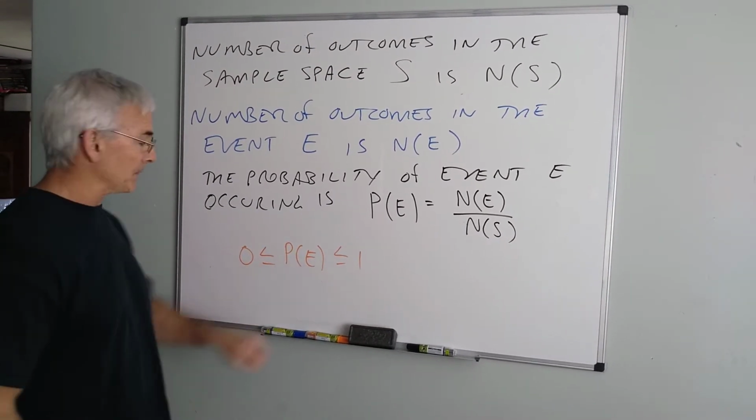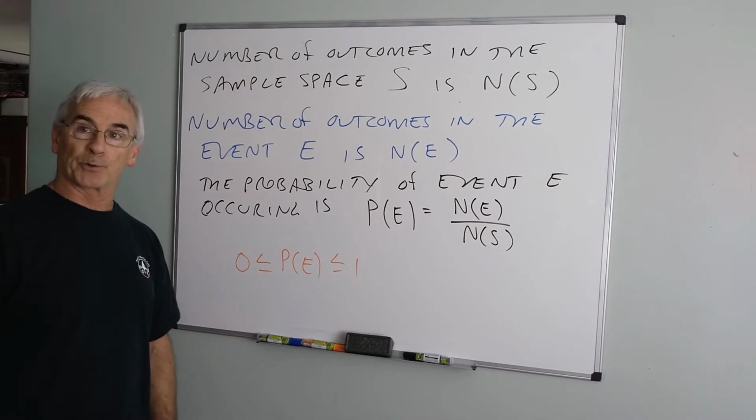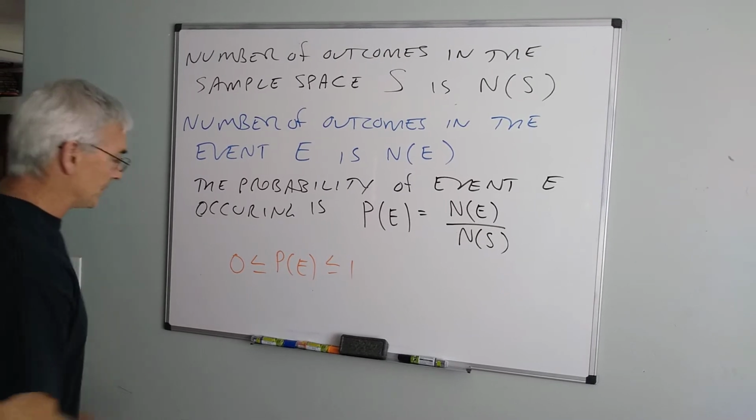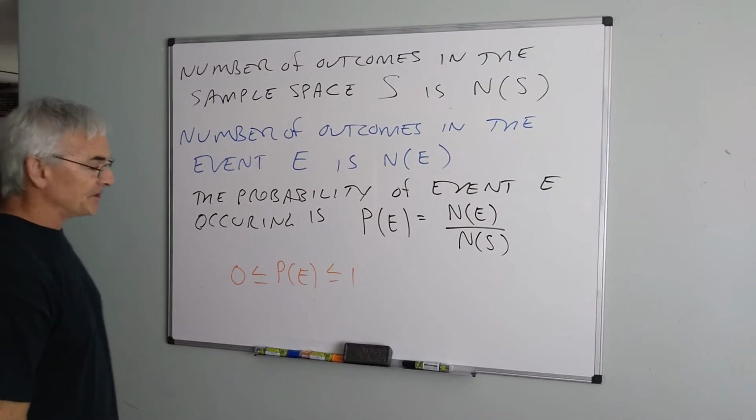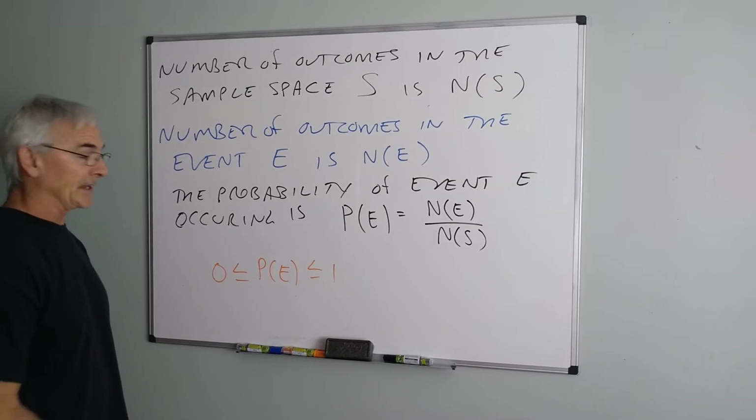1 would be the upper limit of a probability. Yet, if I have an event that is absolutely impossible to occur, that has no outcomes, we would get a probability of 0. So this means that the probability of any particular event must always be a number between 0 and 1.